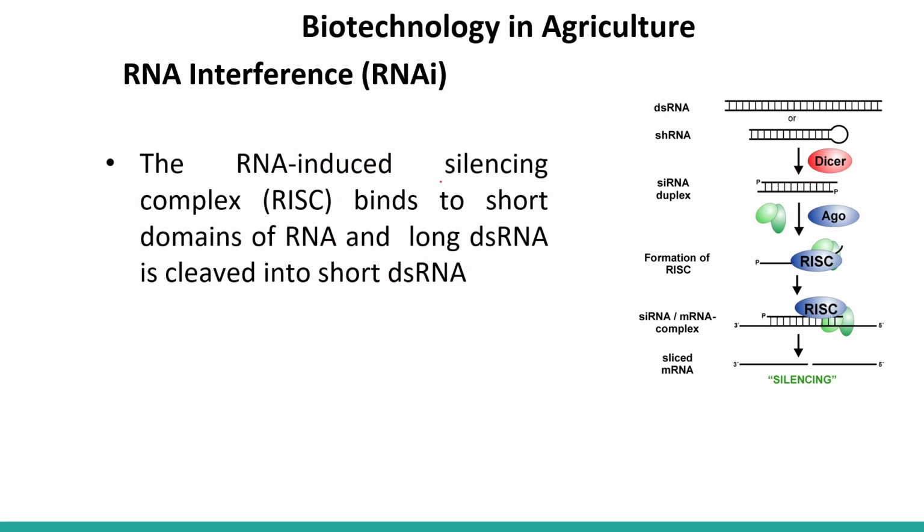The RNA-induced silencing complex, that is RISC, here we can see in this diagram, RISC binds to the short domain of RNA, and long double-stranded RNA is cleaved into short double-stranded RNA. So here, this RISC helps to bind to the short domains of RNA and long double-stranded RNA and cleaves into shorter double-stranded RNA fragments. So this dicer and this RISC is very important for cleaving or fragmenting the double-stranded RNA into small fragments of RNA or short double-stranded RNA.